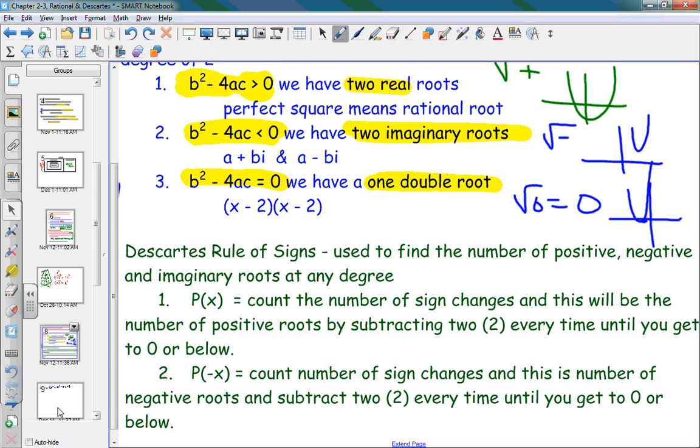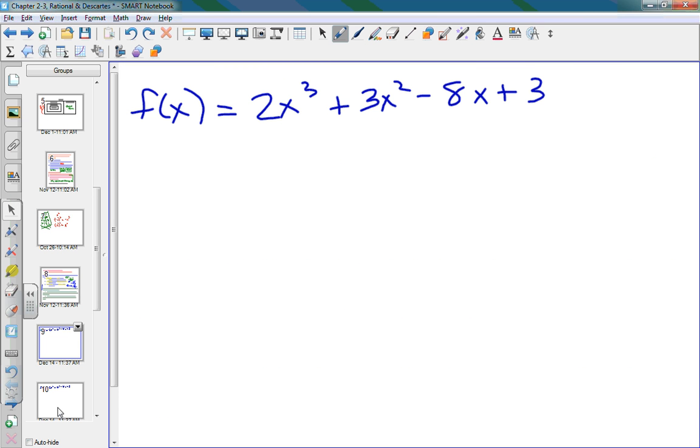Now let's actually start this bad boy. So here we go. F of x equals 2x cubed plus 3x squared minus 8x plus 3. The first thing I want you guys to do is find your P over Q value. So what's P again? It's the factors of your constant term. What's my constant term? My constant term is going to be a 3. So if P is equal to 3, what's Q?